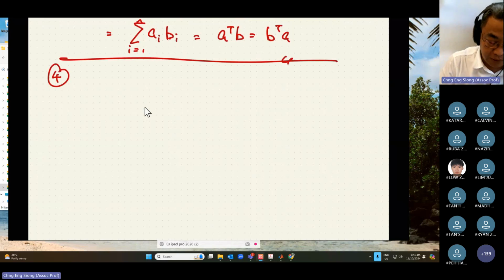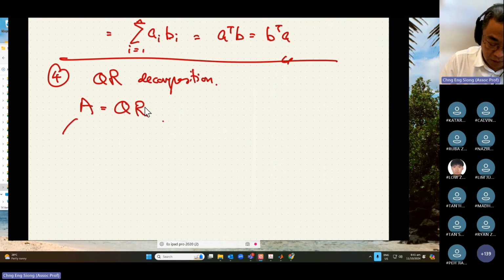So the fourth topic is QR decomposition. A equals QR. Let us have a 3 by 2 matrix.